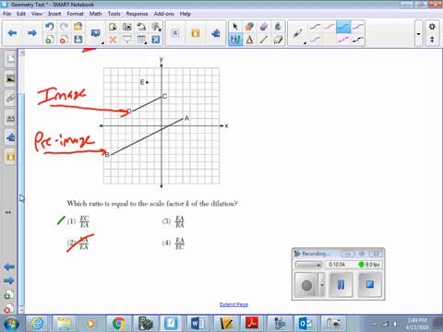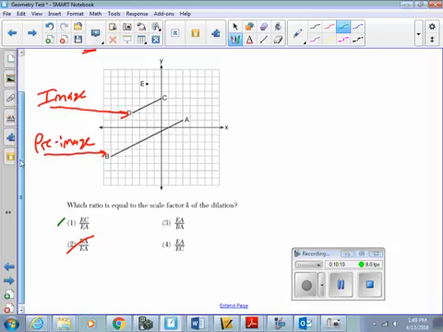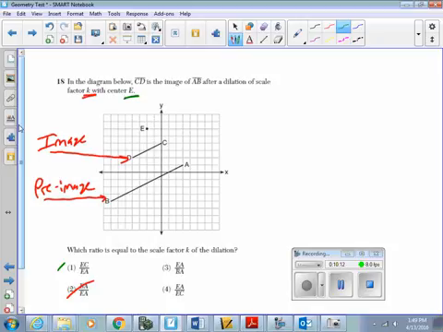So when you're looking at this, when you talk about the corresponding points and you have your center, the ratio is going to be EC divided by EA. That's going to be our ratio. That is equal to the scale factor of the dilation.